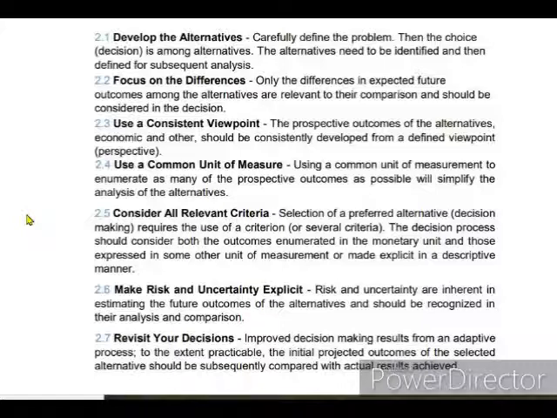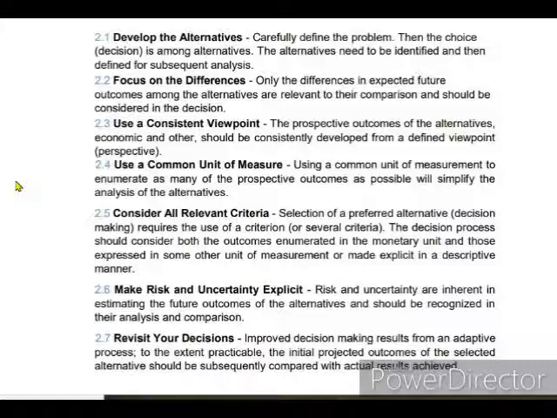So next, make risk and uncertainty explicit. Risk and uncertainty are inherent in estimating the future outcomes of the alternatives and should be recognized in their analysis and comparison. Since risky and uncertain outcomes are inevitable, it comes naturally, so we should make them clear. We should define and identify them ahead of time.